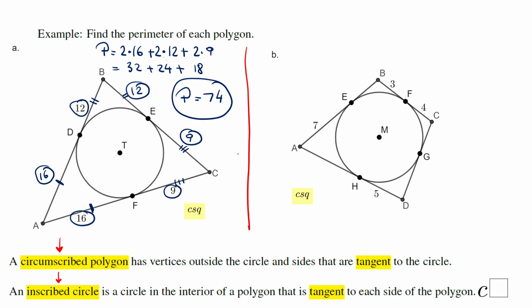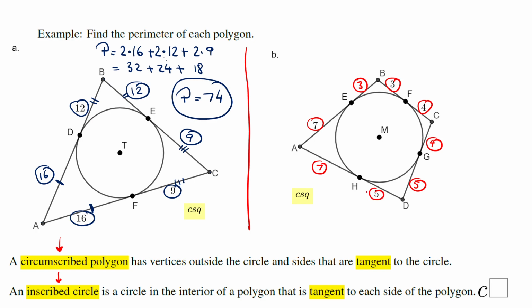Now let's move to part B. It's very similar. We can say, hey, this is 7, because this is 7, right? This is 3, because this is 3, then they are congruent. If this is 4, this is 4. And obviously the last one will be 5, because this is 5.